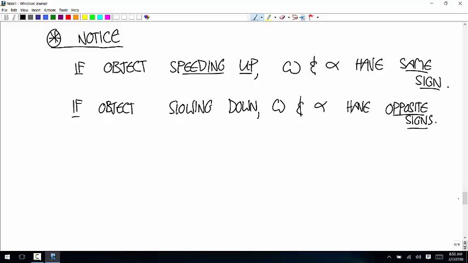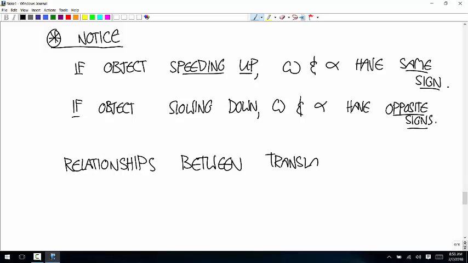And it turns out that there are equations to relate the translational quantities to the angular quantities. And so if you have one set, you can go to the other set. So, relationships between translational and angular.